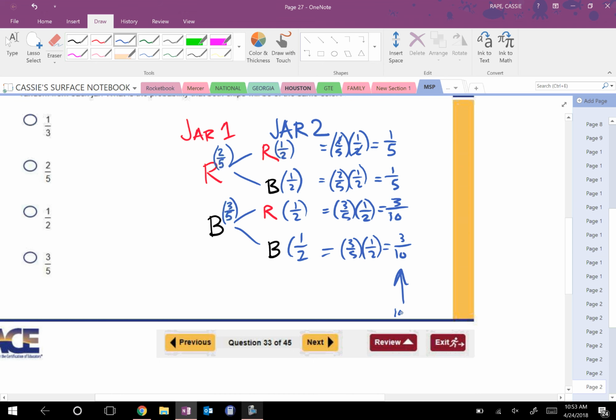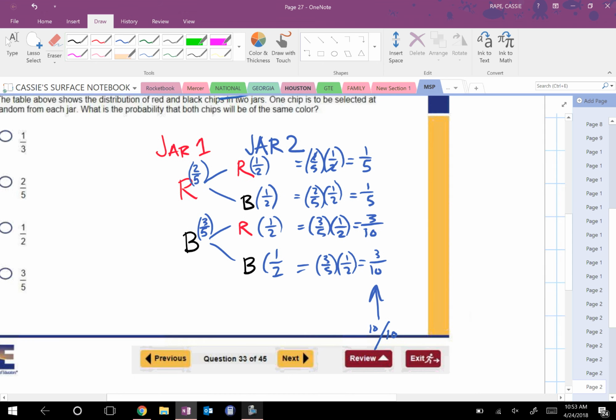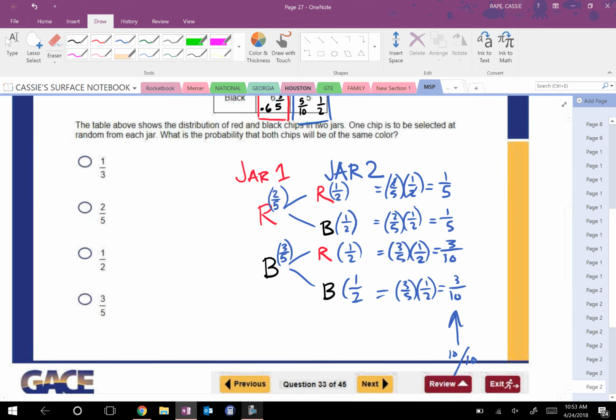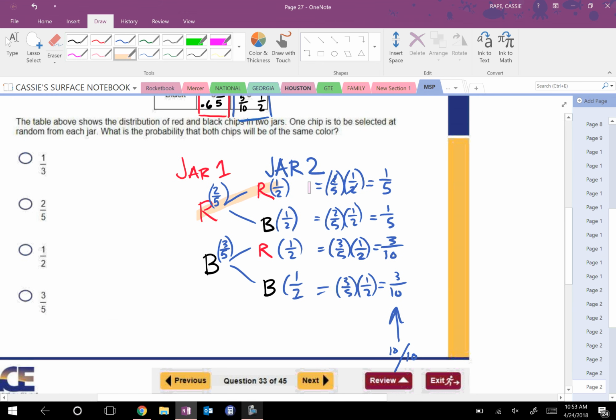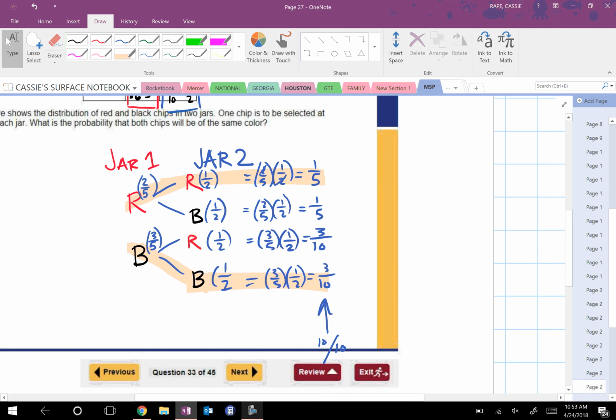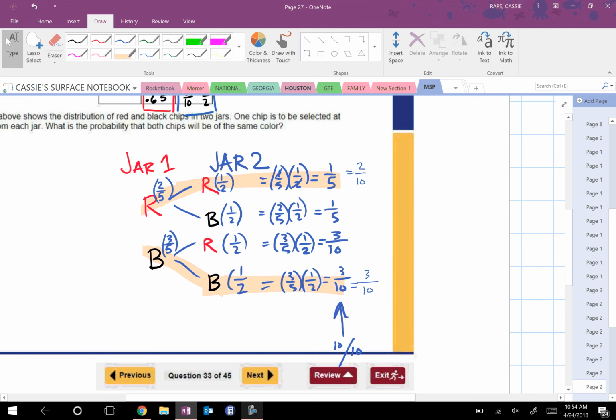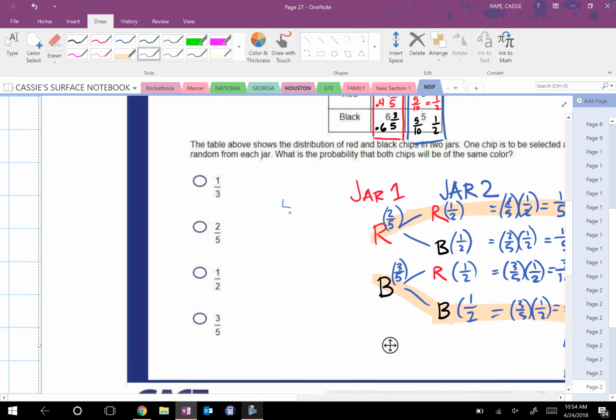Now then, the question was the same color. That happens on this branch, and that also happens on this branch. So 1/5, which is the same as 2/10, and 3/10, if you add those together, you would end up with 5/10, and 5/10 is the same as 1/2, and that is C.